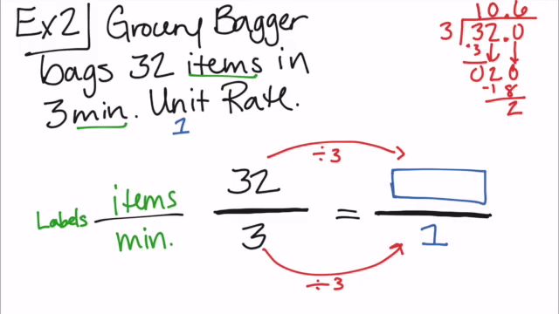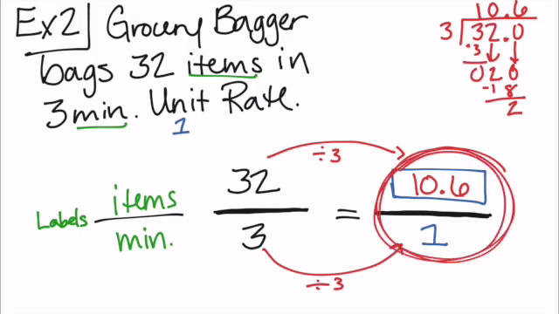So how many items in 1 minute? We just found out 10.6 items in 1 minute. So that's our unit rate. Like that guy or girl could bag 10.6 items per minute. So if we had to explain it, if it's in a word problem, 10.6 items per minute. Or for every 10.6 items, there's 1 minute.